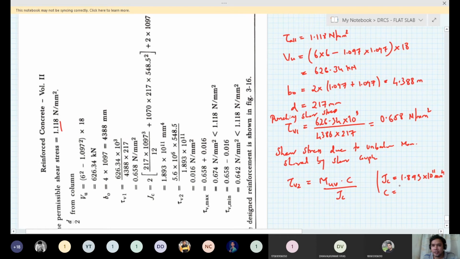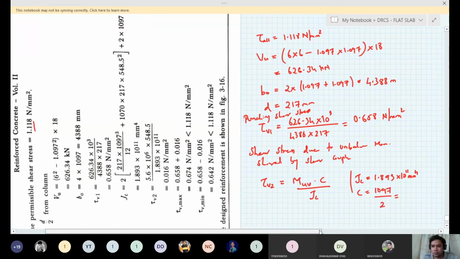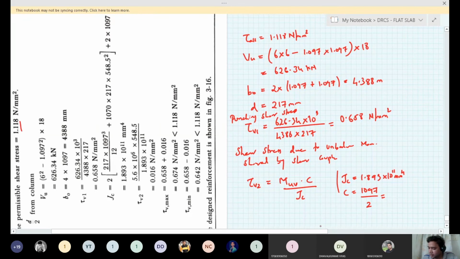Your c value will be half of this value, because we are designing an interior panel, so there is no need to find the centroid of the critical section. Here the centroid of the critical section from the extreme face will be half of the width of the critical section, that is 1097 by 2. So it will be 548.5 mm.